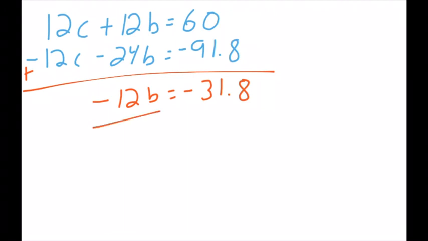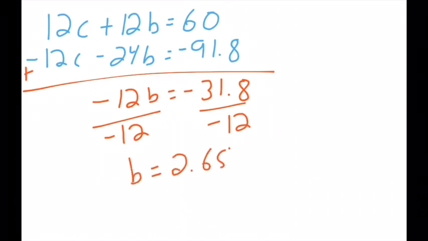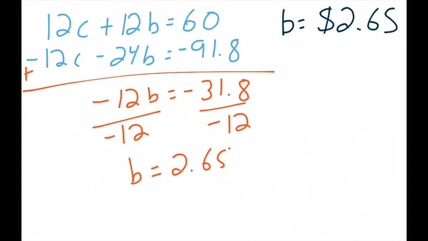I'm going to divide both sides by negative 12. And b equals 2.65. So we know the cost of one beef sandwich is $2.65. Okay, now we're going to plug that 2.65 back in and solve for C.